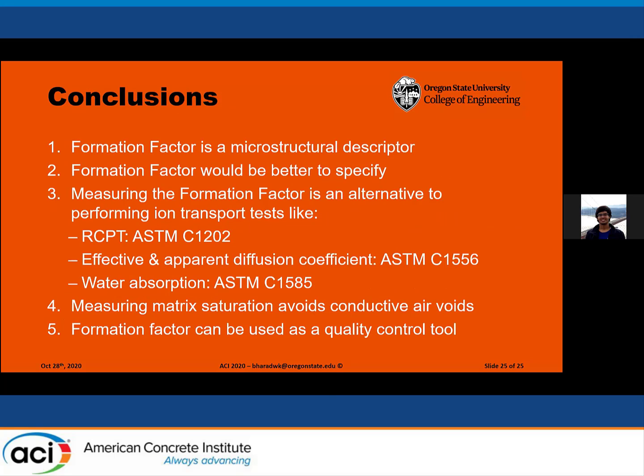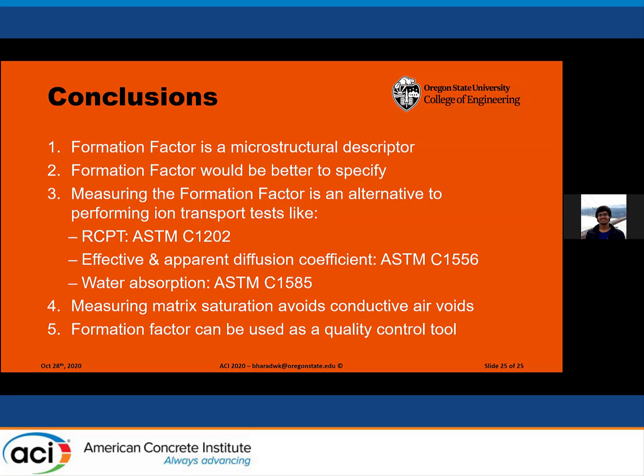To conclude, today we learned that formation factor is a microstructural descriptor. Formation factor being only a function of the microstructure of concrete is better to specify than resistivity, since resistivity depends on the microstructure as well as several other parameters. Measuring the formation factor is an alternative to performing ion transport tests like RCPT, diffusion tests, and water absorption tests. This is because the formation factor can be fundamentally related to transport in concrete.